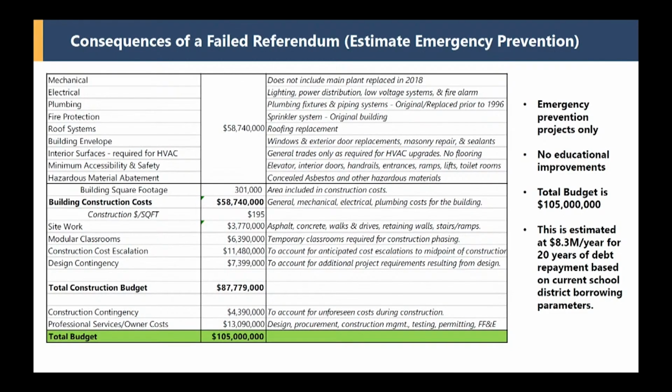We break this down into kind of the system. So we're not really doing anything elaborate here. You're talking about HVAC, electrical systems that are original to the building that need to be replaced, plumbing systems, many of them are original to the building, and anything prior to 1996. Areas of the building that don't have sprinkler systems, roofing, building envelope, which is like windows and door replacements, masonry repairs, and not really many interior surfaces, only things that would be touched in the process of doing the MEP work. You'd have minimal accessibility and safety upgrades.